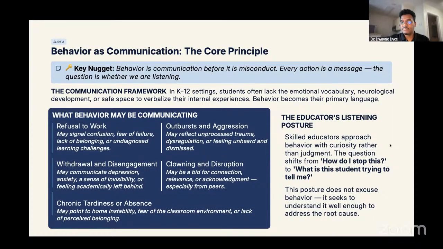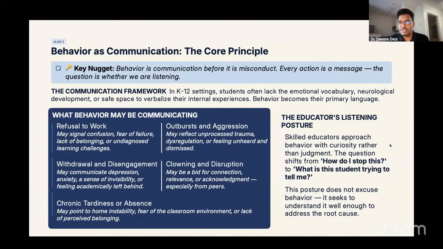Withdrawal and disengagement. What does this say about the student? They may communicate depression, anxiety, a sense of invisibility, or feeling academically left behind. So how are we going to approach that?